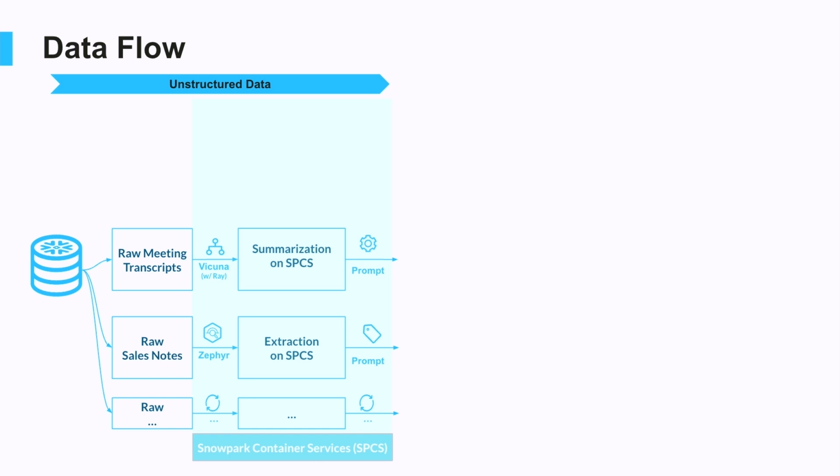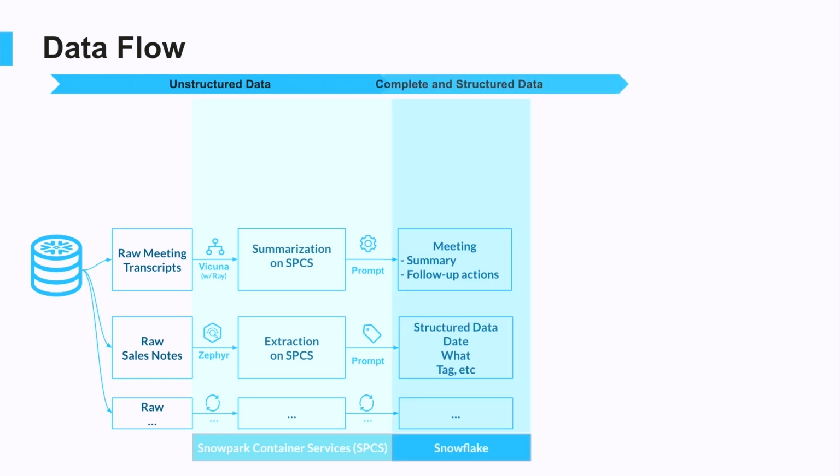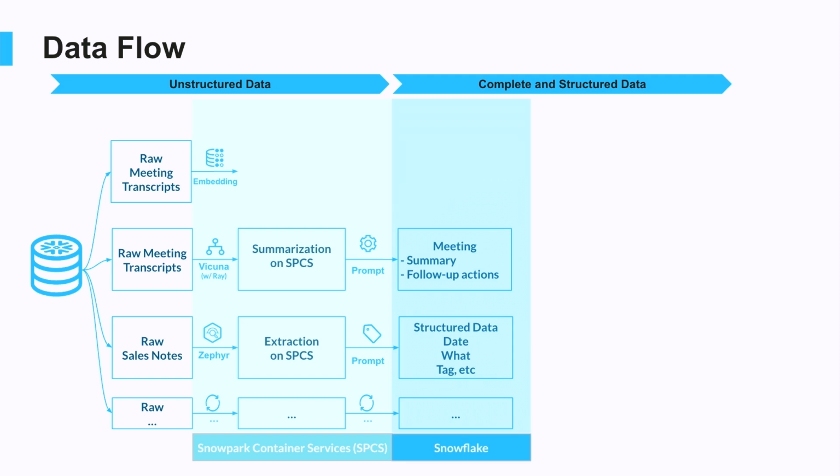And for the other flows, I'm also doing similar pre-processing work. After that, I'm able to complete my data and get all of my structured data available and save it back to the Snowflake database. I get the meeting summarizations, and I get all the structured data about the notes: when it happened, what it's about, and a short tag on that.